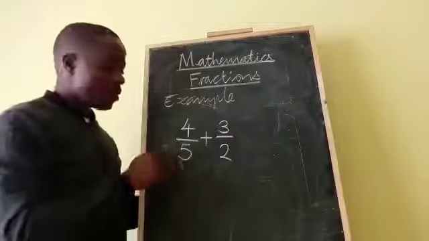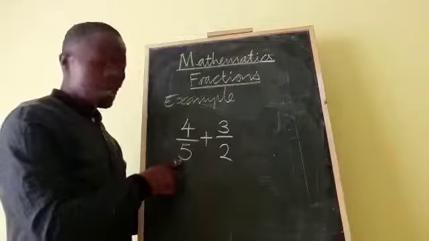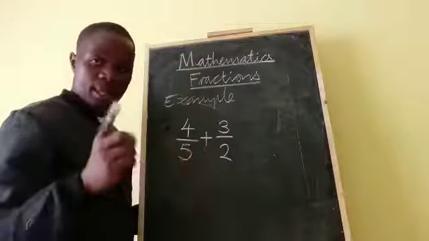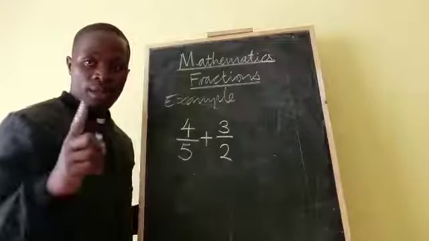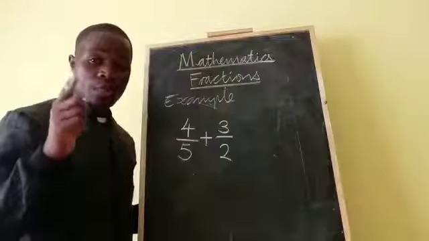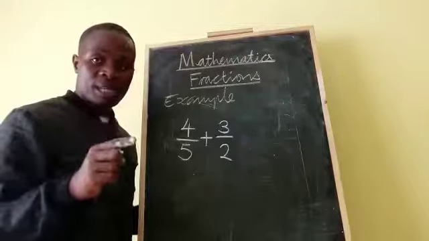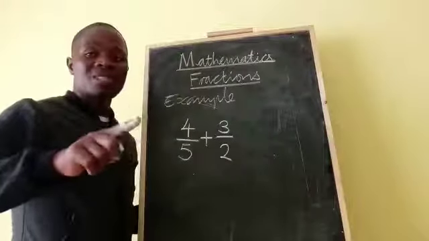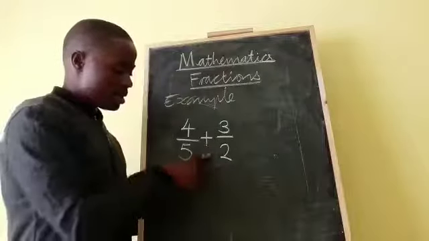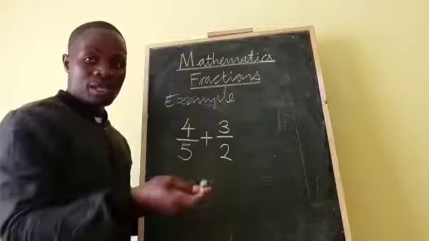The LCM of 5 and 2 in this case, we are going to say which number where 5 and 2 can go without a remainder. The lowest number, in this case, is 10. The method could be 5 times 2, that will give you 10. But it's not always that you need to multiply the denominators, because sometimes when you multiply the given denominators, they may give you a number which is bigger than the LCM. So in this case, since the numbers that we have here are small, we just go direct to say 5 times 2, that will give us 10.